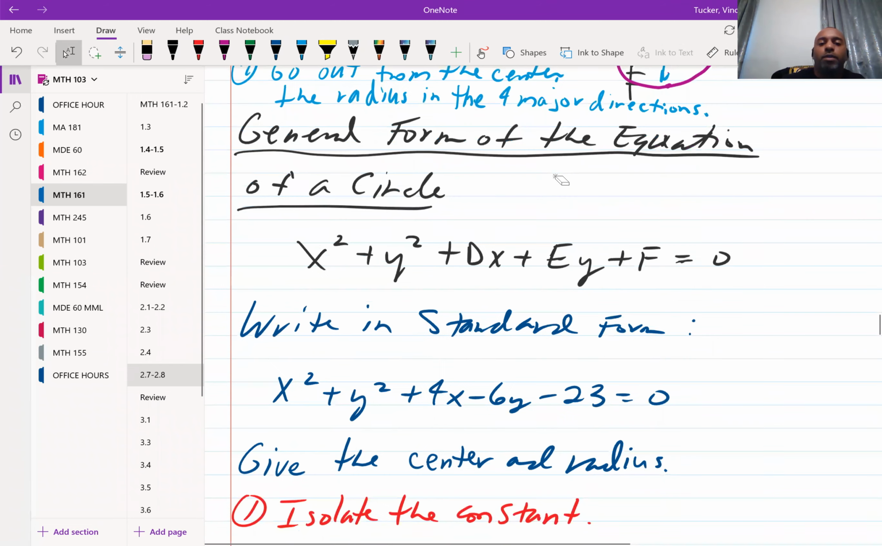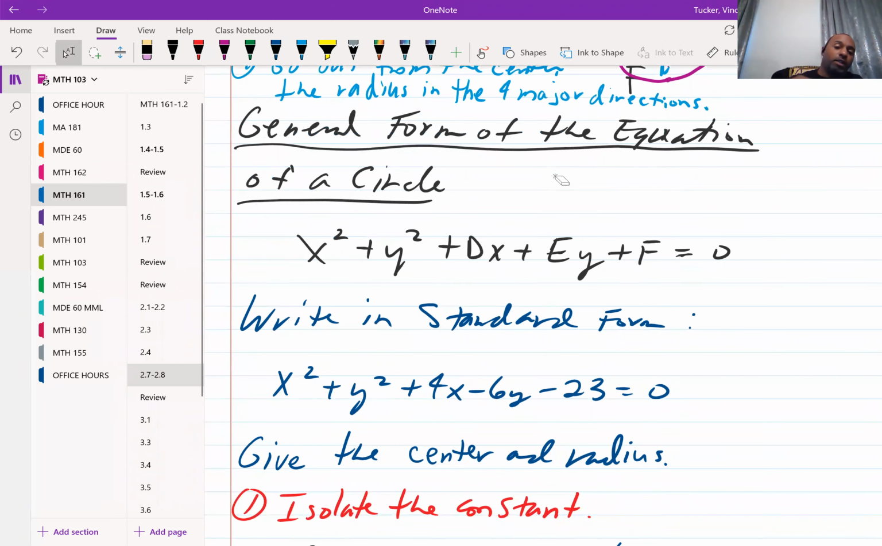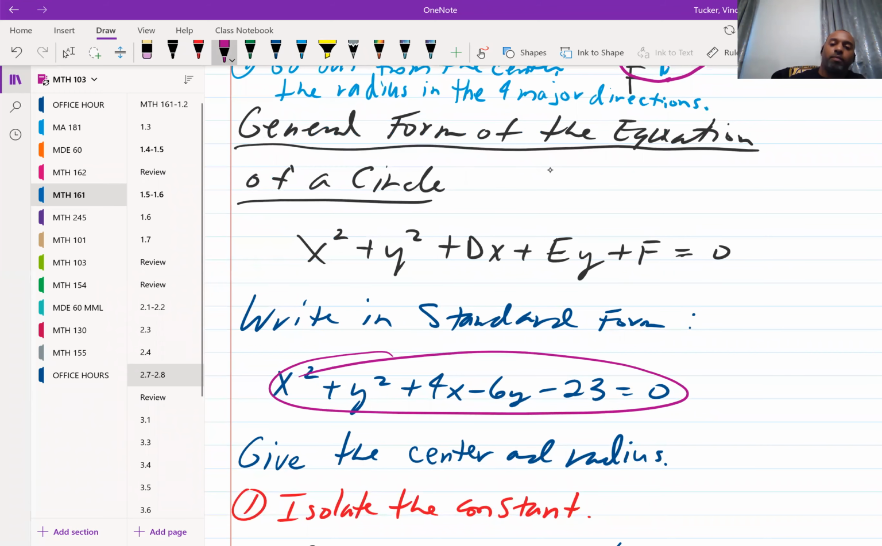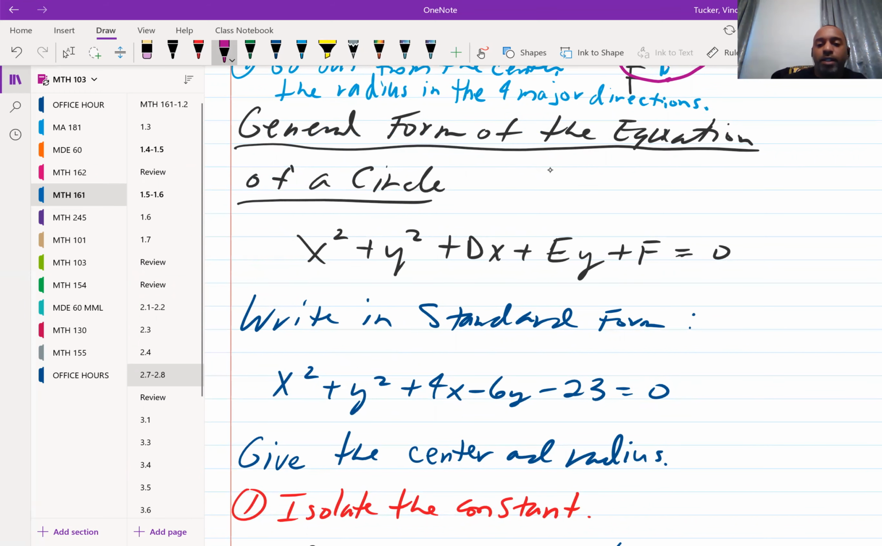So they give us a problem. This next exercise gives us an equation in general form and asks us to write it in standard form, and then give the center and radius. So we'll go through the steps on that. We have x squared plus y squared plus 4x minus 6y minus 23 equal to 0.